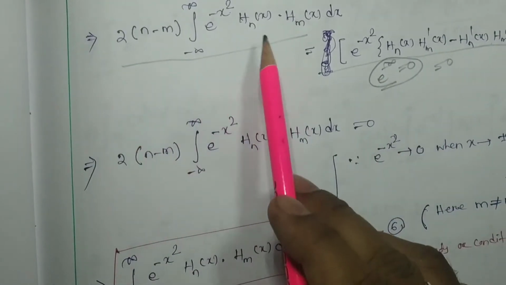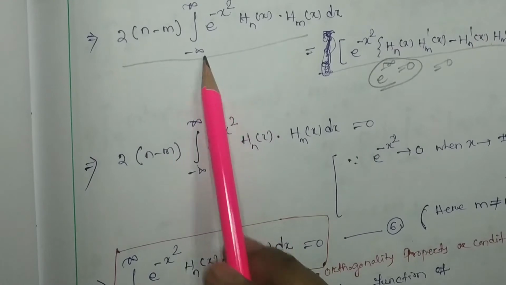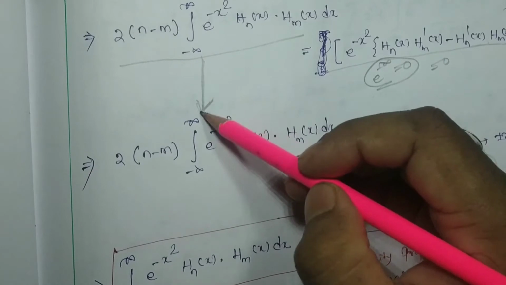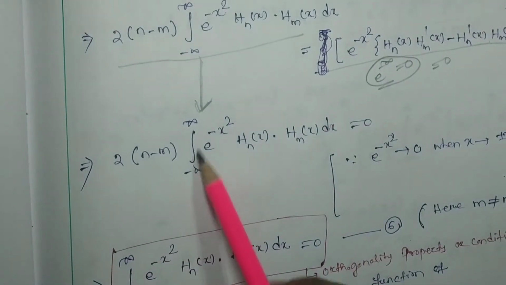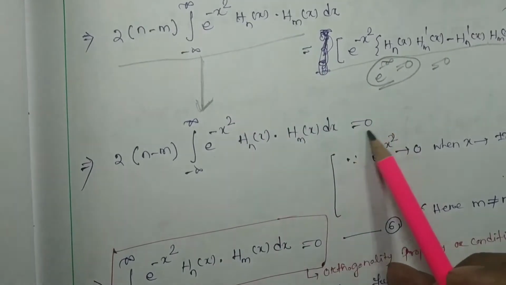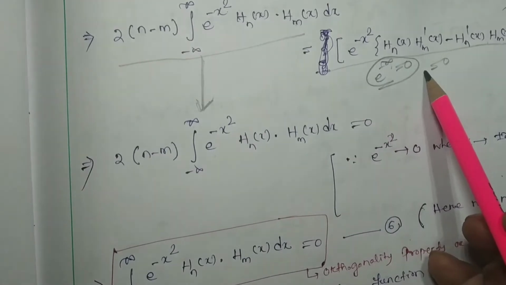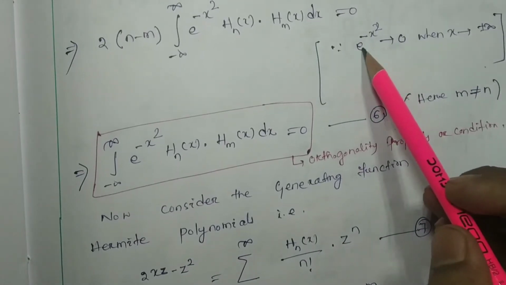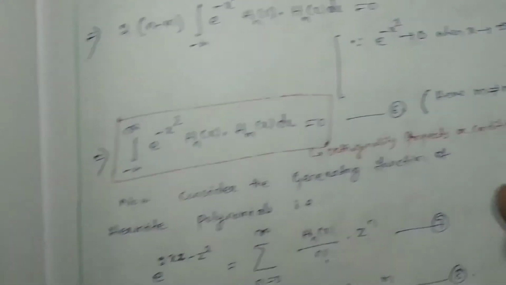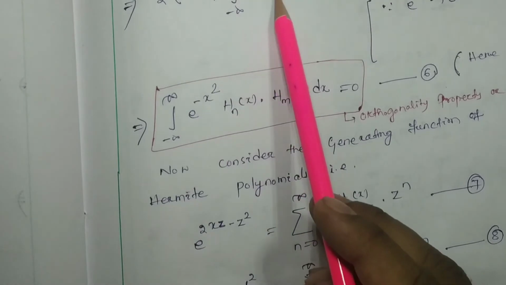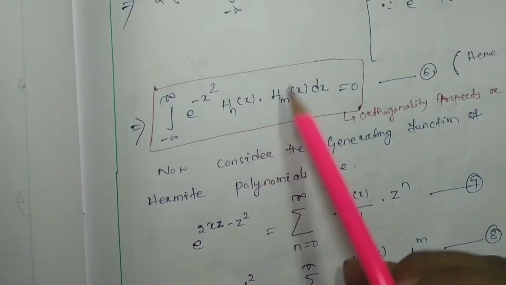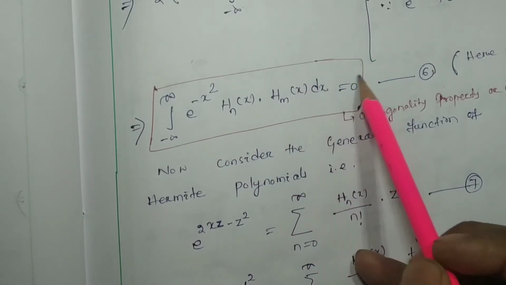Then the left hand side is nothing changed. We have written as usual 2 into n minus m, integration from minus infinity to plus infinity e to the power minus x square hn x into hm x dx equal to 0, because e to the minus infinity equals 0. Here I wrote e to the minus x square tends to 0 when x tends to plus or minus infinity. So here we found that the integration of e to the power minus x square hn x into hm x dx from minus infinity to plus infinity equals 0.